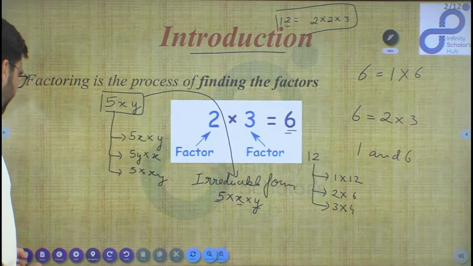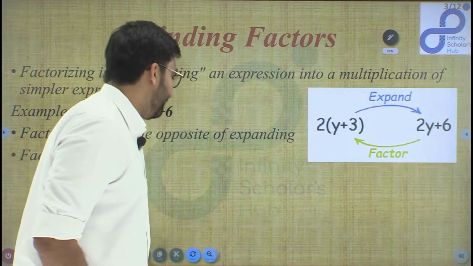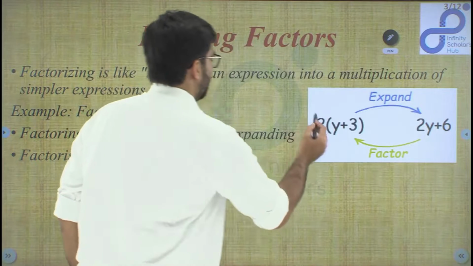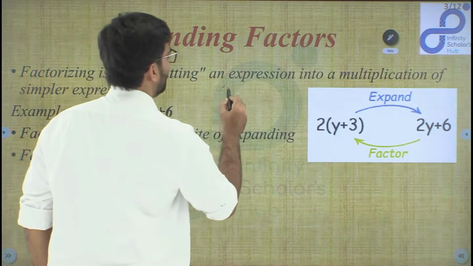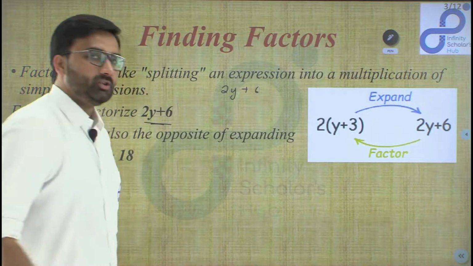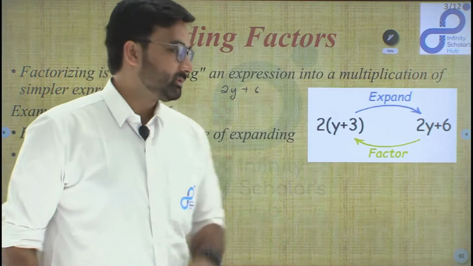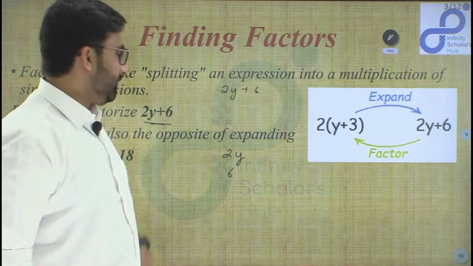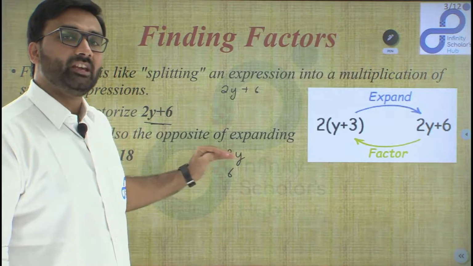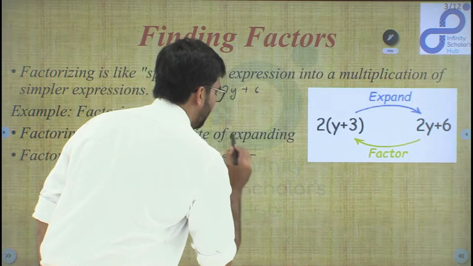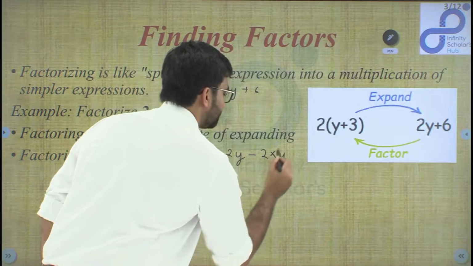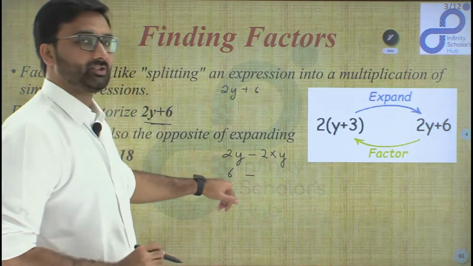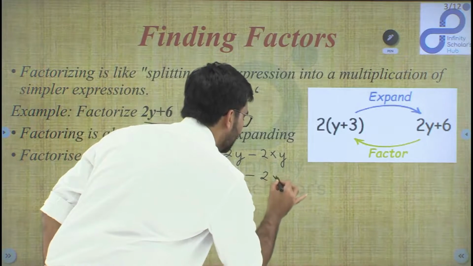Now going on to the next slide, what do we have over here? Finding factors. How do we find the factors? Let's say the expression given over here is 2y plus 6. Basically this expression contains two terms. The first term is 2y and the other term is 6. Now we will write the irreducible form of each of these terms. The irreducible form of 2y will be 2 multiplied by y, and 6 is only a number, so we can say the prime factorization of 6 will be 2 into 3, correct?